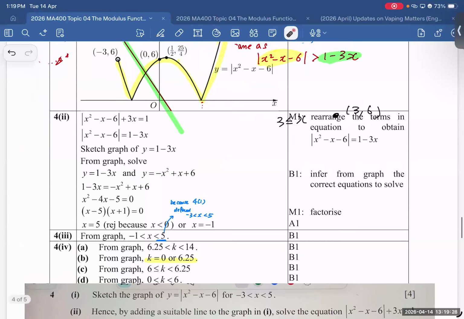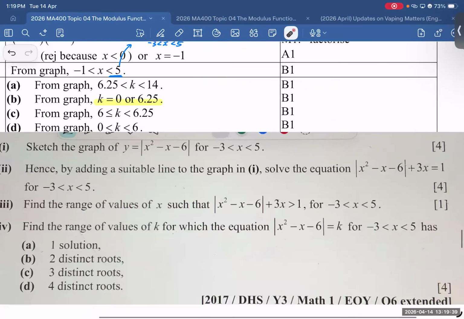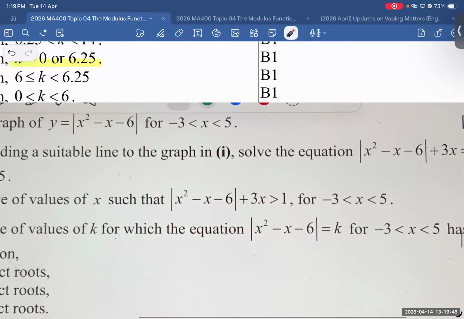Okay, for 4 part 3, x more than -1, is it okay? Yeah. Because the question is only more than, it's not more than or equal to. So you need to look at the question. Make sure you have your question first. This is topic 4.